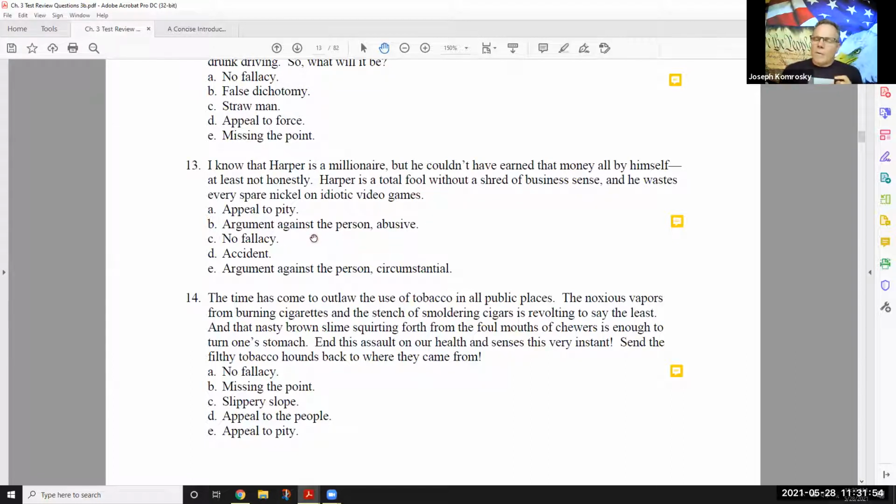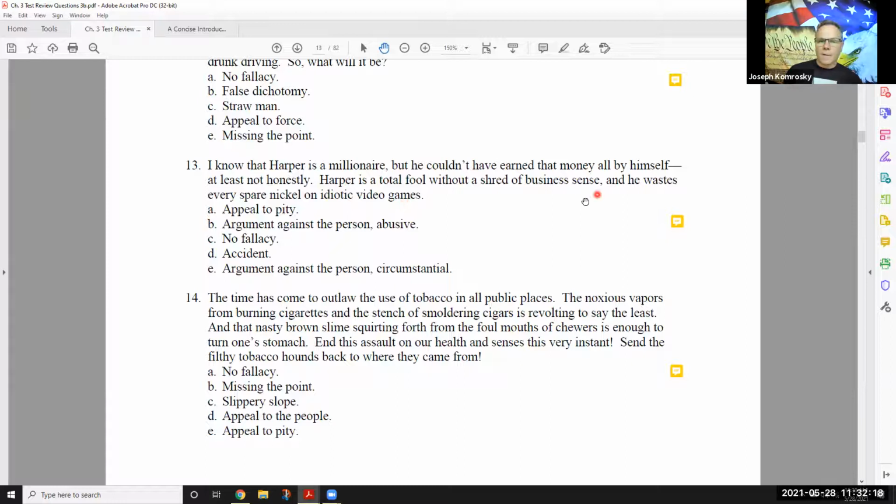But what did I tell you that is needed for the argument against a person abusive fallacy? Two things. What were they? One, you have to have an abusive tone, right? Or like, this is definitely abusive, right? It's a character attack against Harper. But is there an argument? No, there's no argument. So this is no fallacy.